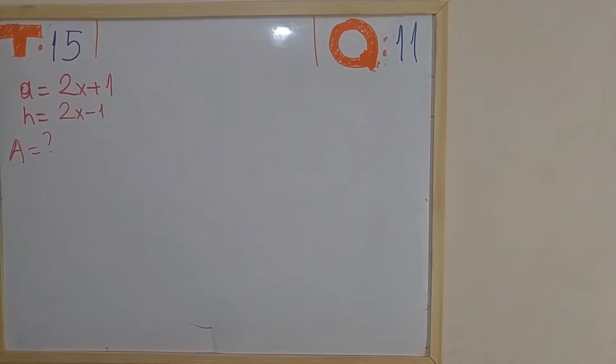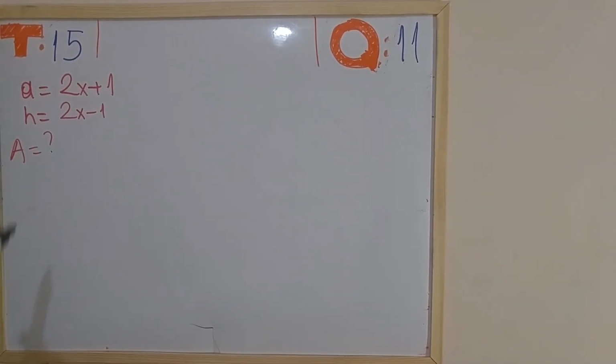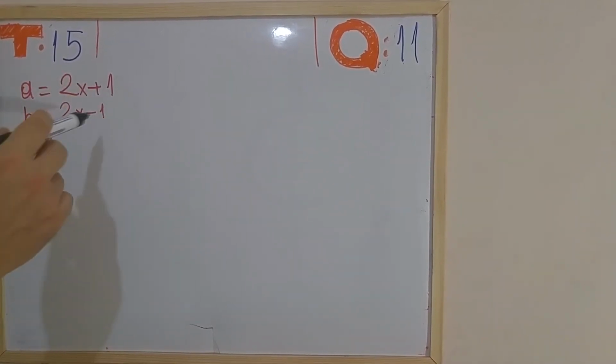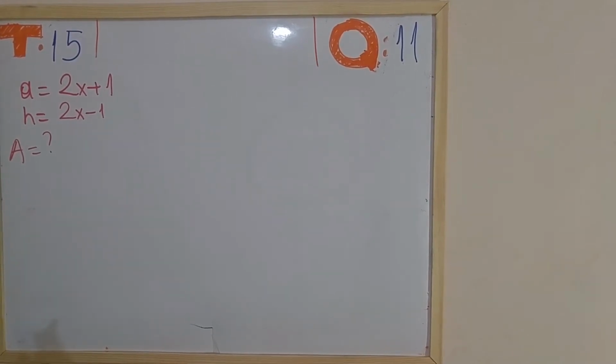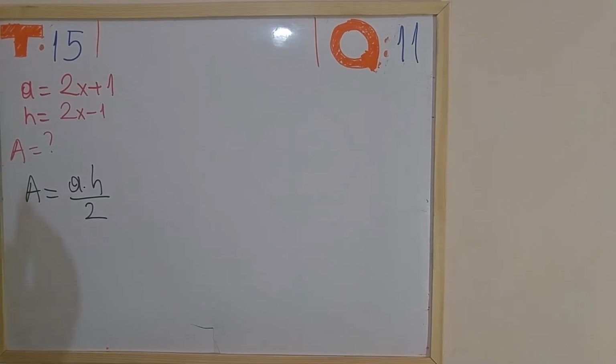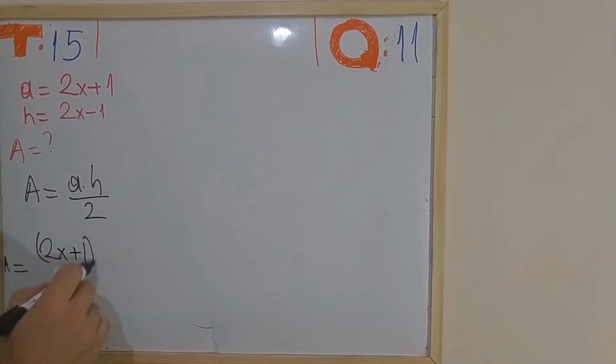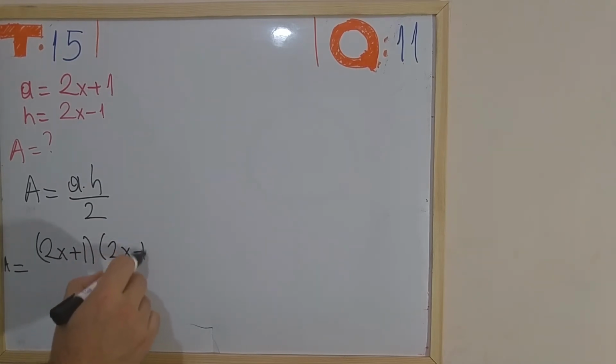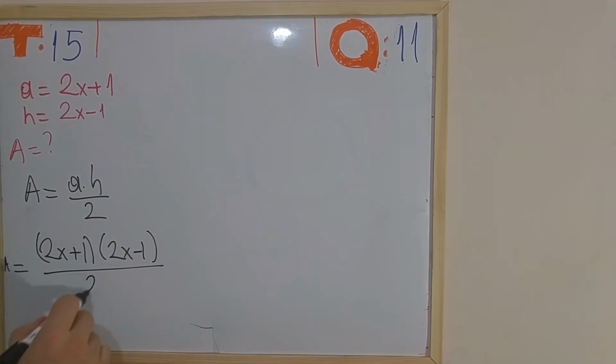In this question, we ask about the area of a triangle of which base is 2x plus 1 and height is equal to 2x minus 1. As you already know, the area of a triangle is found by the formula base times height over 2. So let's calculate it. The area is equal to (2x plus 1) times (2x minus 1) over 2.